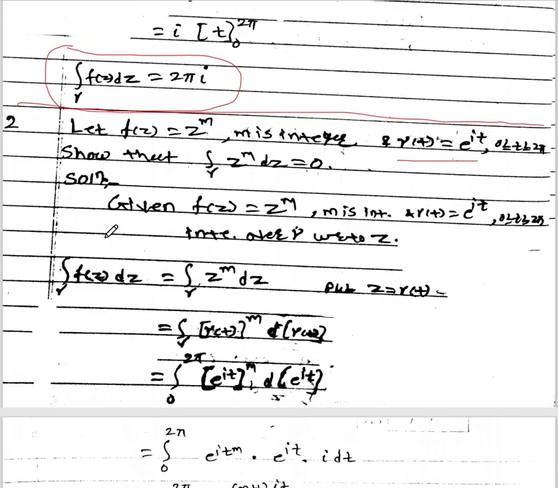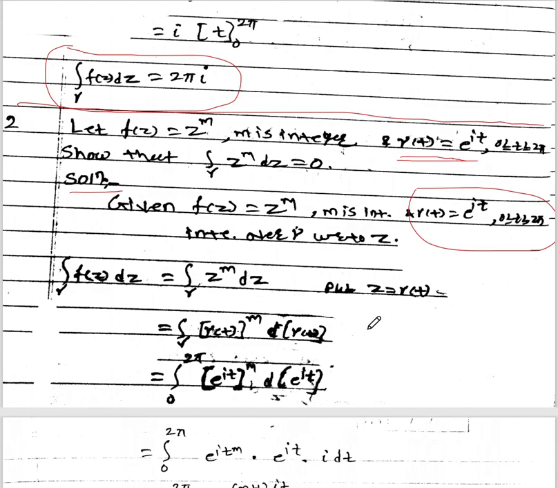Okay, so solution. So given that f of z equal to z to the power m, where m is an integer, and gamma of t is also given as e raised to power it, where t lies between 0 to 2 pi. So this is the gamma curve. Okay, now we will integrate on both sides over the curve gamma with respect to z. So taking integration on both sides with respect to z over the curve gamma, this can be written as integral over gamma of z to the power m dz.